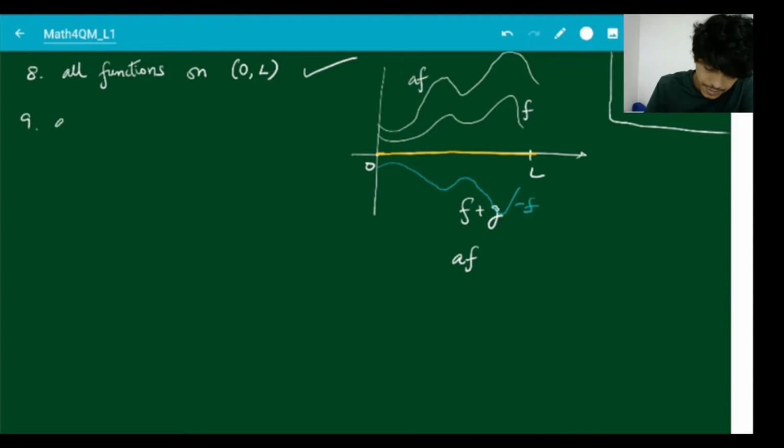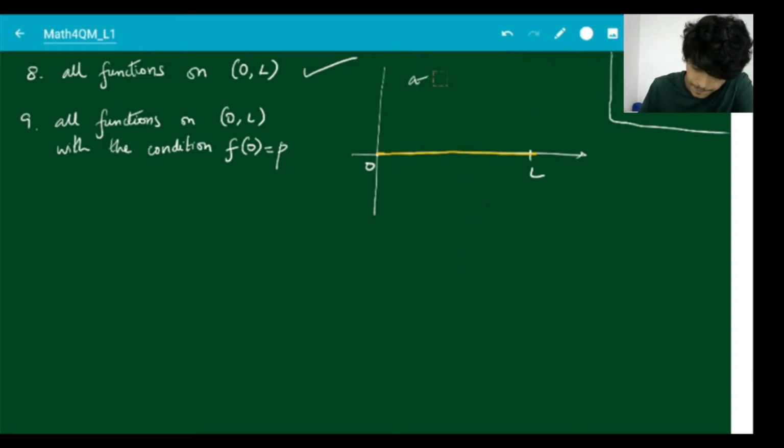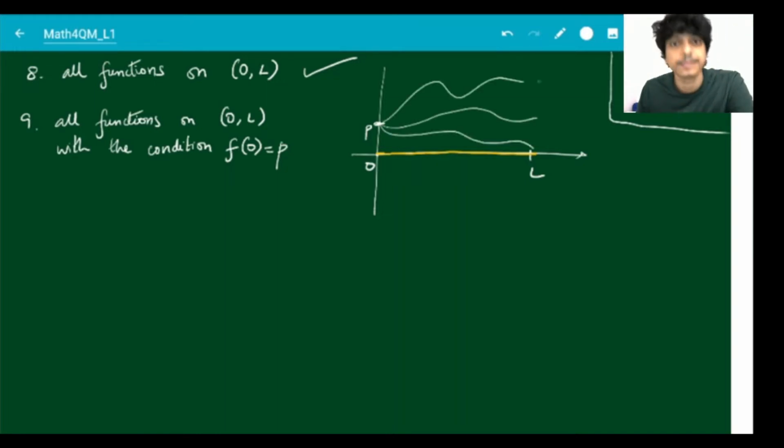What if I take the set of all functions on 0, L with the condition that the value of the function at 0 has to be some p, let's say? Let's say this is p. All functions which start from this point. Do these form a vector space?